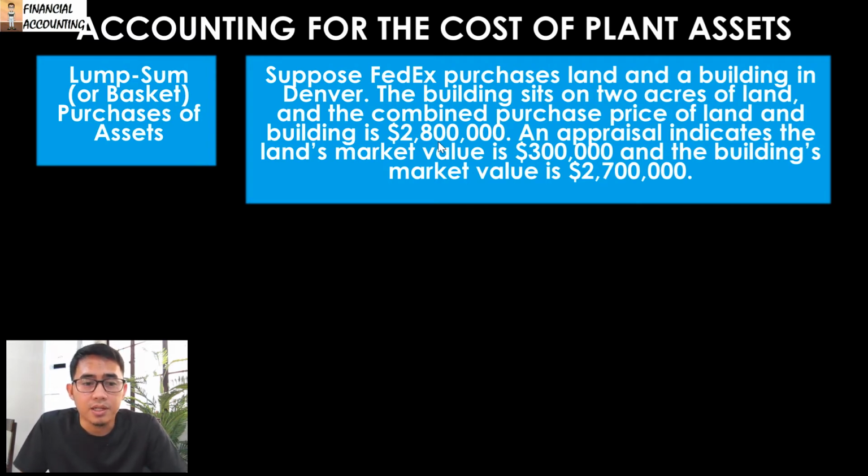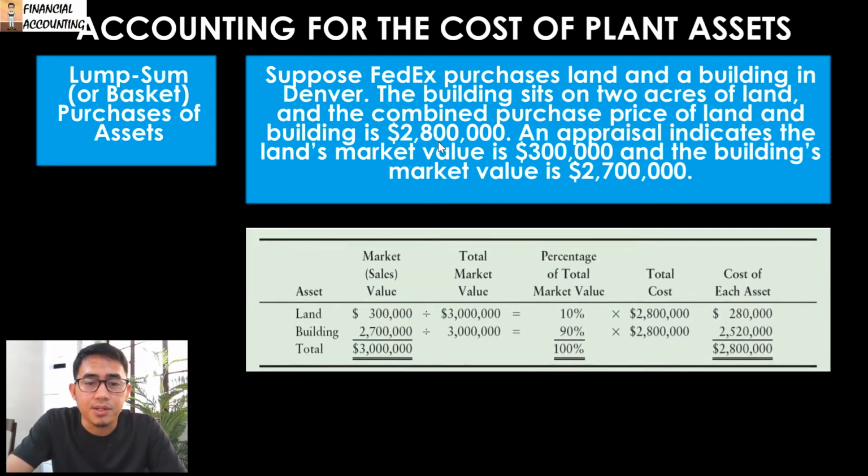Therefore, in recording the transactions involving this basket price, you have to separate the cost of the land and the cost of the building. But how would you allocate the 2.8 million purchase price? How much should be recorded as land and how much should be recorded as building?